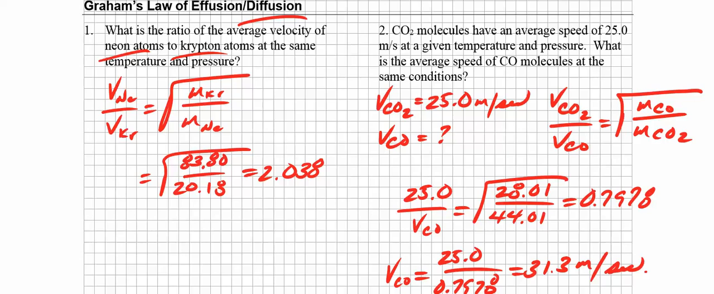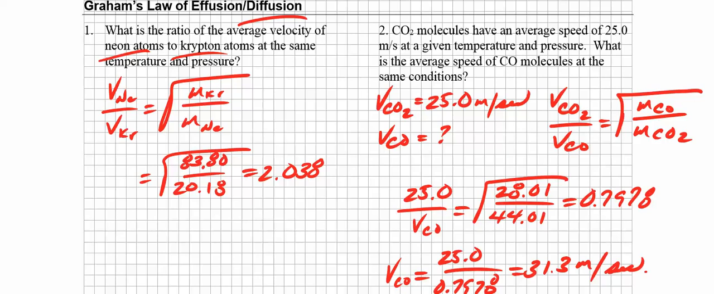Right? And when we do that, we get this number. We get 2.038. What that means is that neon is moving a little more than twice as fast as krypton. On average, a little bit more than twice as fast. And that makes sense. It's a smaller molecule.